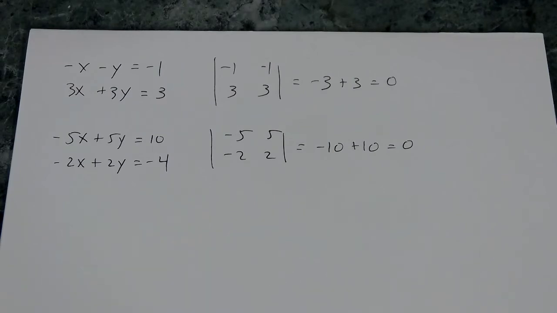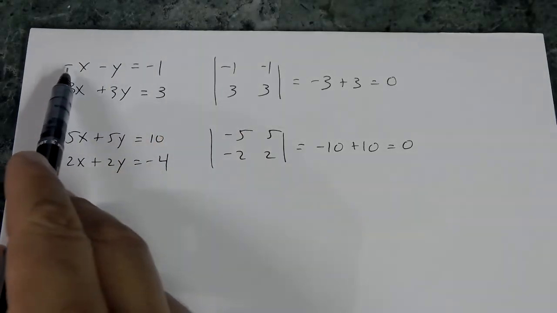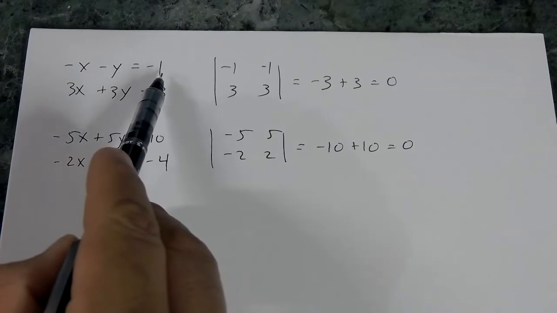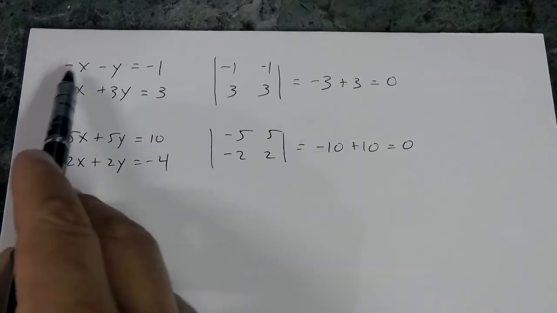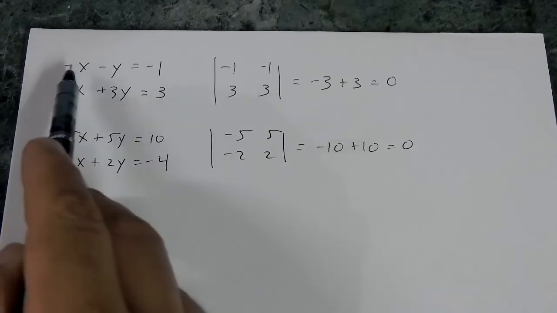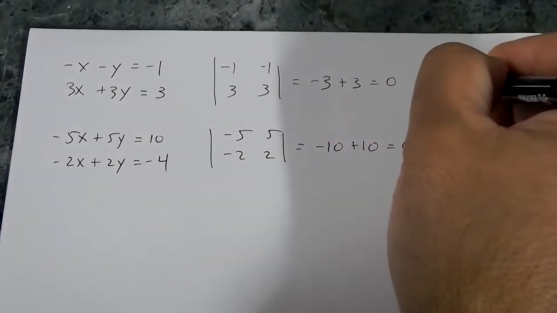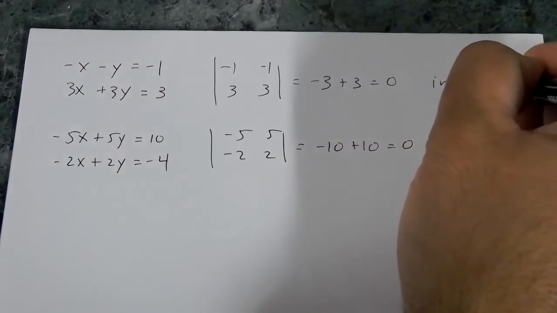And the answer to that is this. When I say infinitely many solutions, that means they're the same line. That means they overlap, which means one equation must be a multiple of the other. As you see in this first one right here, if you multiply negative 3 times the top one, you end up with exactly the bottom one. Hence, this one is infinitely many.